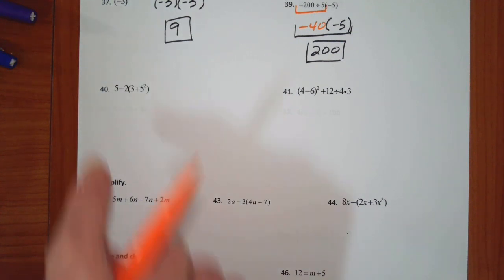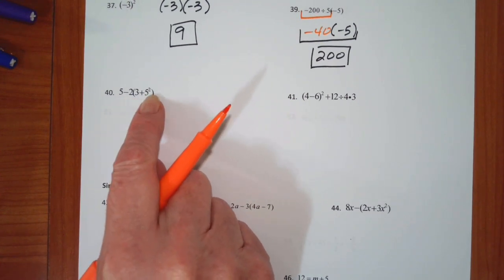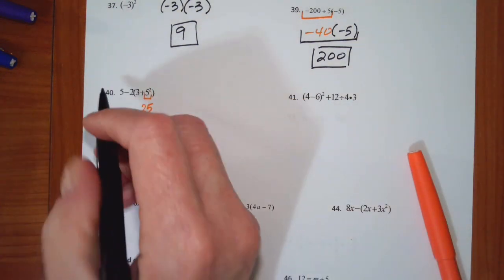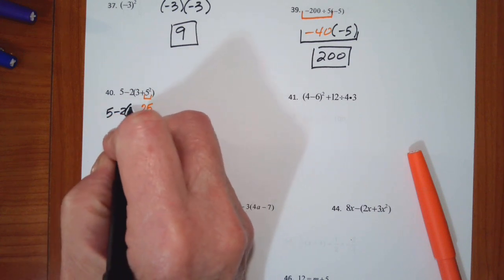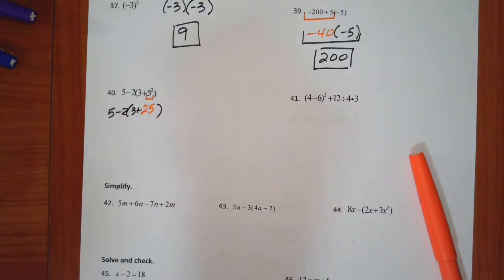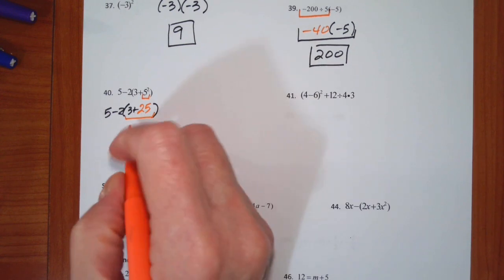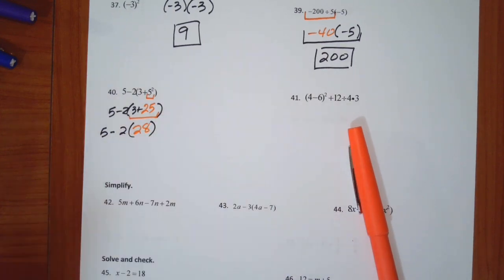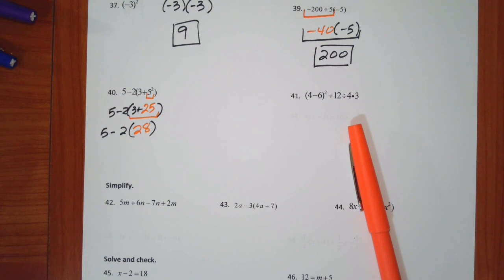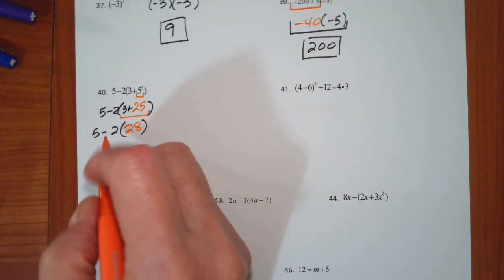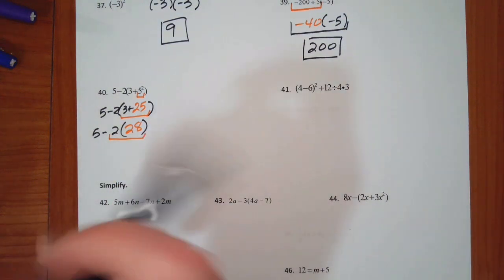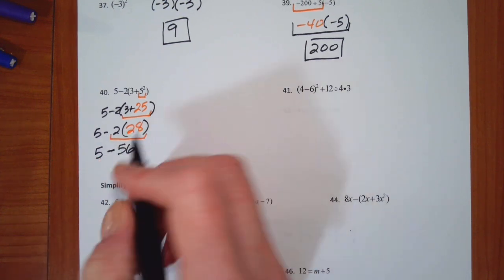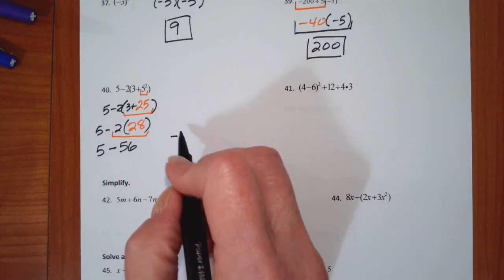Okay, if I have 5 minus 2 times 3 plus 5 squared, the first thing I have to do is the 5 squared, which becomes 25. So that gives me 5 minus 2 times 3 plus 25. Now I have to do 3 plus 25, which is 28. So I have 5 minus 2 times 28. Now I have to do 2 times 28, which is 56. So 5 minus 56 gives me a negative 51.